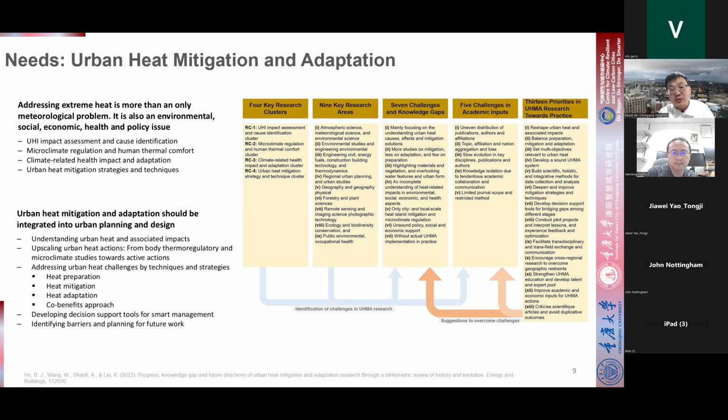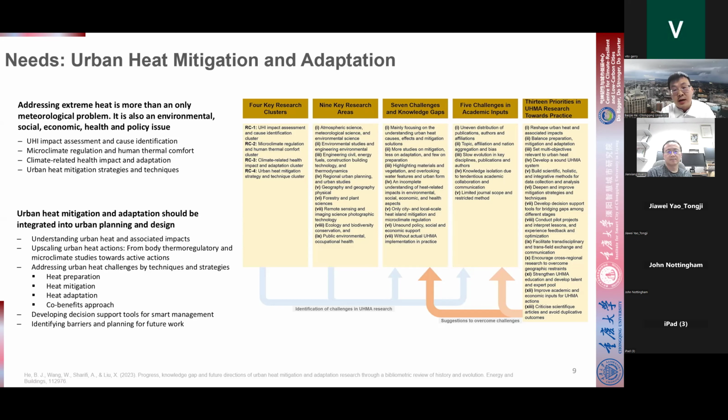So how to actually address this? There are some solutions on heat preparation, mitigation, adaptation, and also the adoption of the co-benefits approach, to release the multiple benefits of many sustainable initiatives in cities. But currently we are facing several challenges, like the lack of knowledge, lack of awareness, lack of professional staff to address the urban heat.